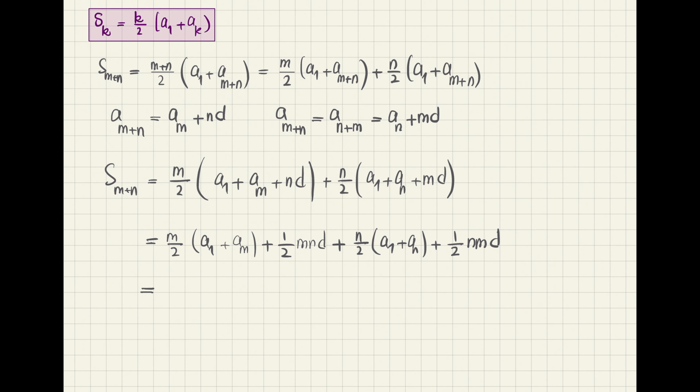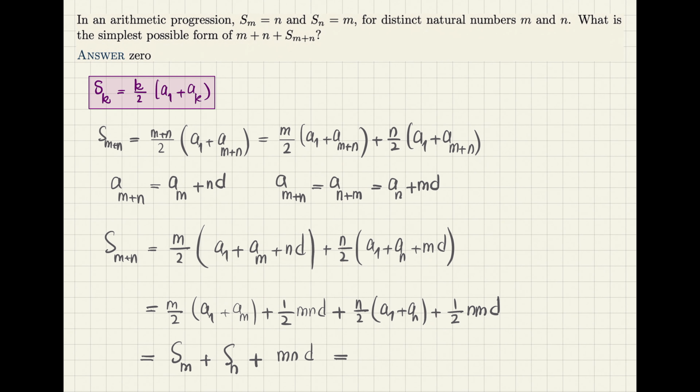But now if I ask you what this expression is, you see this is exactly the same expression unless k has been replaced by m. So this is nothing except S sub m. And the same story here, this is S sub n. And then instead of this one and that one, I add them together, it becomes m n d. But I can continue further, because in this problem S sub m is given to be n, S sub n is given to be m. So this becomes n plus m plus m n d.